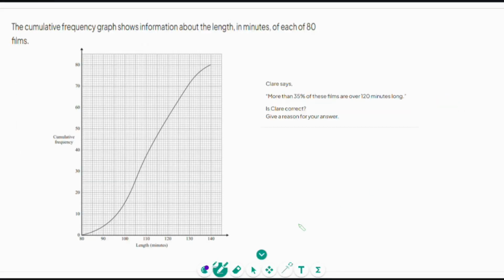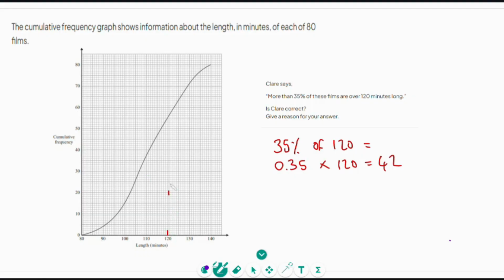Okay, last question. Cumulative frequency shows information about the length, in minutes, of each of 80 films. Claire says more than 35% of these films are over 120 minutes long. Is Claire correct? Give a reason for your answer. First of all, we need to work out 35% of 120, which is 42. So she's saying that 42 films, cars was the last question, are over 120 minutes.